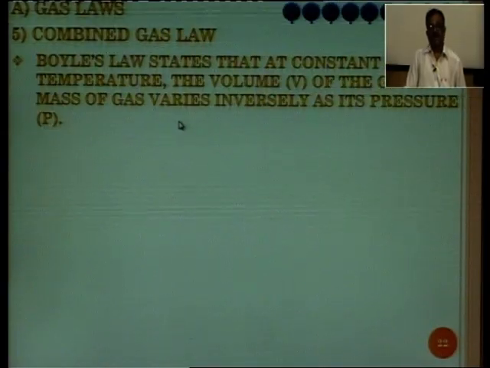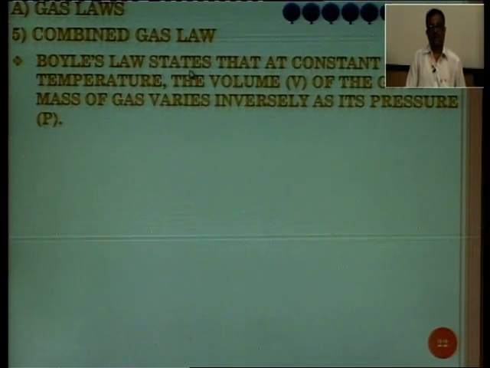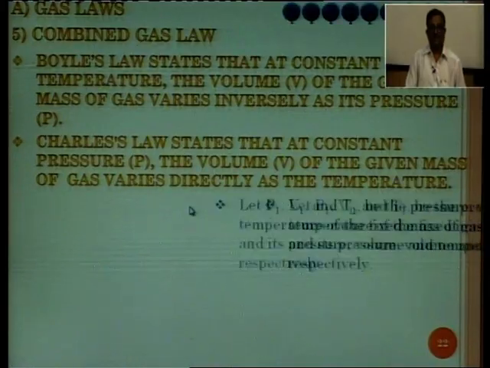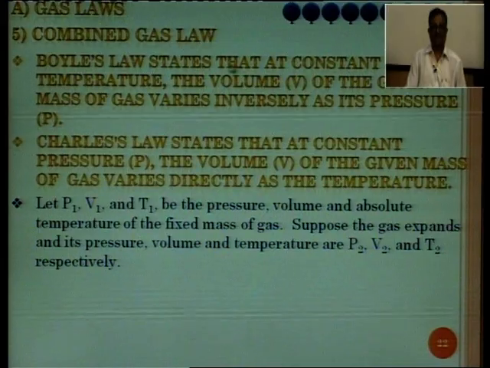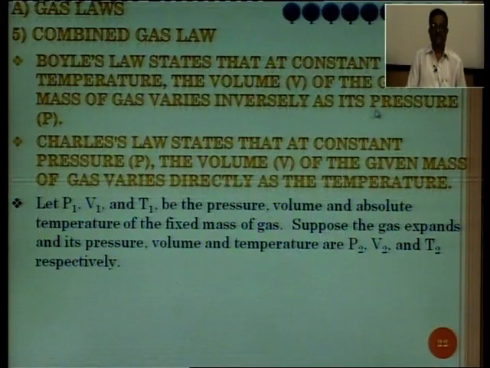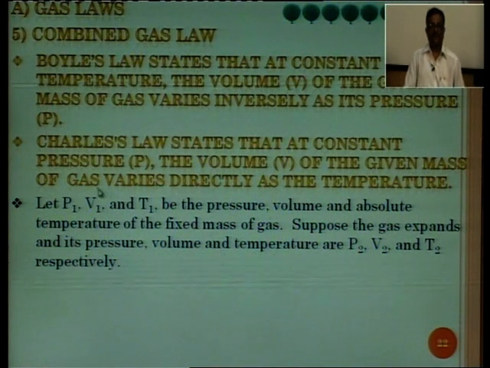So, we can combine the two laws, Boyle's law as well as Charles law. When we combine, recollect what Boyle's law states. Boyle's law states that at constant temperature the volume of a given mass of a gas varies inversely as its pressure, and Charles law states that at constant pressure the volume of a given mass of a gas varies directly as its temperature. Let us take a gas at a condition P 1 pressure, V 1 volume, and at T 1 Kelvin temperature. This is capital T.